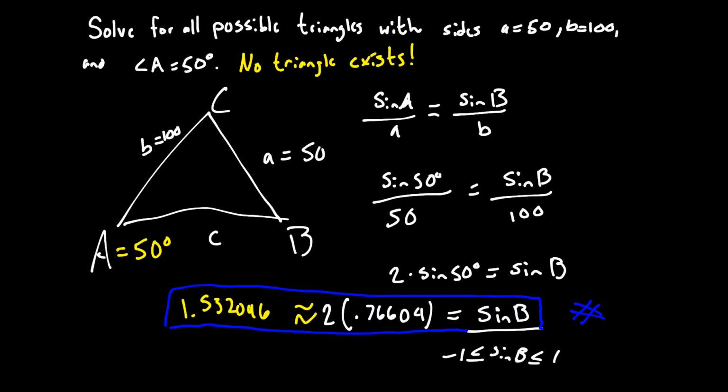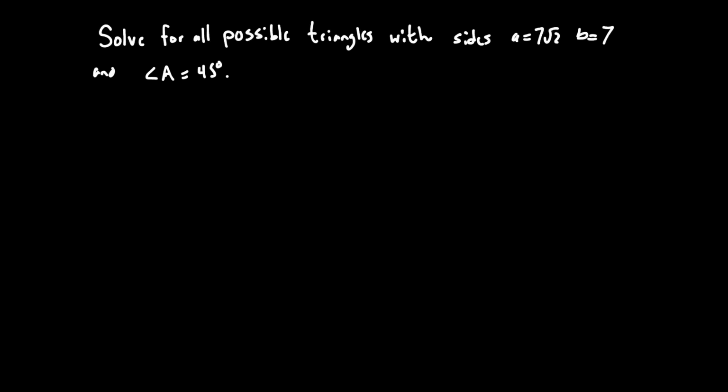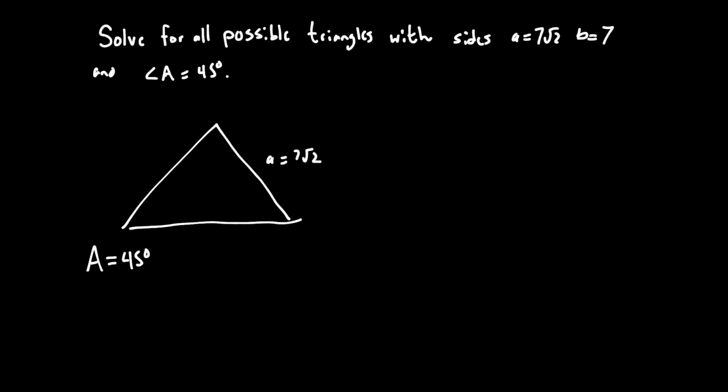We'll now look at one more example. Again, we're going to solve for all possible triangles with given side information and given angles. Here we're given side a is 7 times the square root of 2, side b is 7, and angle A is 45 degrees. So filling out our triangle, we have one angle, which is 45. The opposite side a is 7 square roots of 2. We don't know what angle B is, but we know what side b is. This is 7. And we don't know angle C or side c.